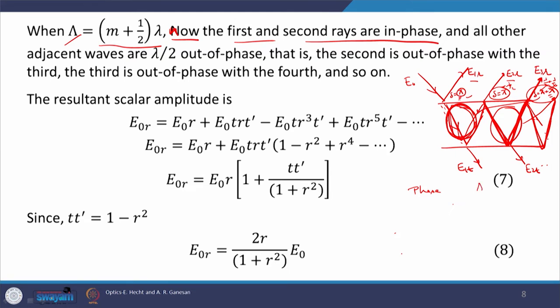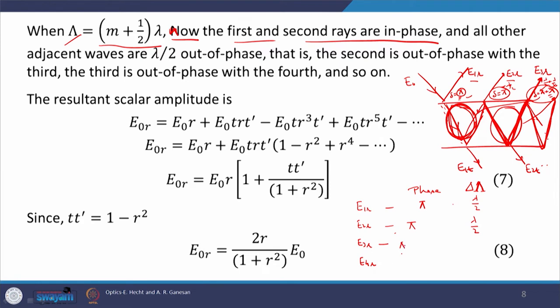Phase or path length difference, delta capital lambda. I will write the phase or path length difference for E1r, E2r, E3r, E4r, the first four. E1r accumulates a phase difference of pi due to reflection, or a path length difference of lambda by 2 due to reflection. This capital lambda, delta capital lambda, is the difference in the optical path length. E2r travels within the film twice. Therefore, due to the optical path length difference contribution, it accumulates a phase difference of pi, or path difference of lambda by 2. There is no contribution from the reflection for E2r.